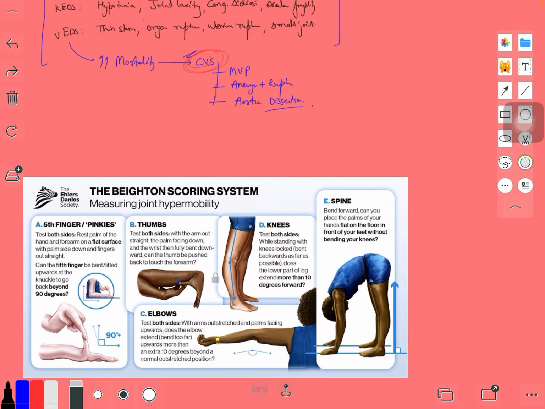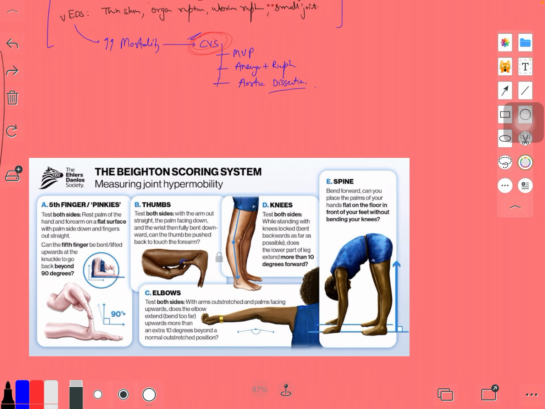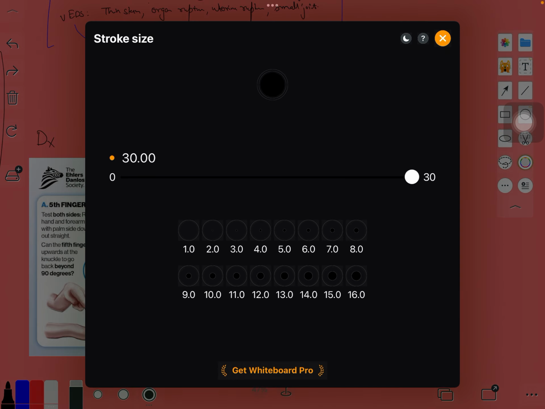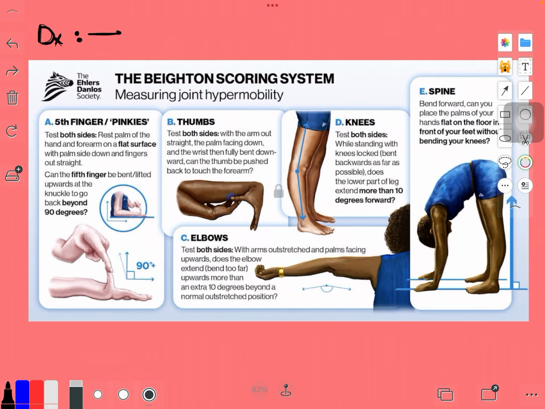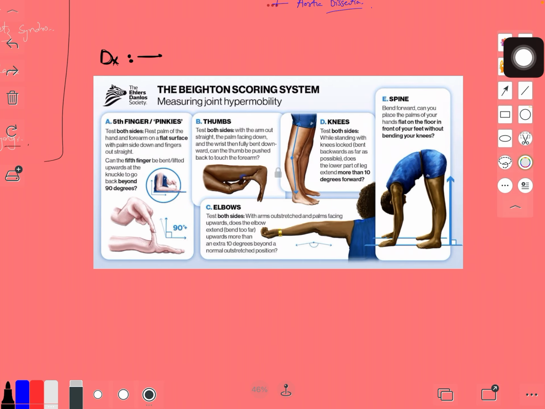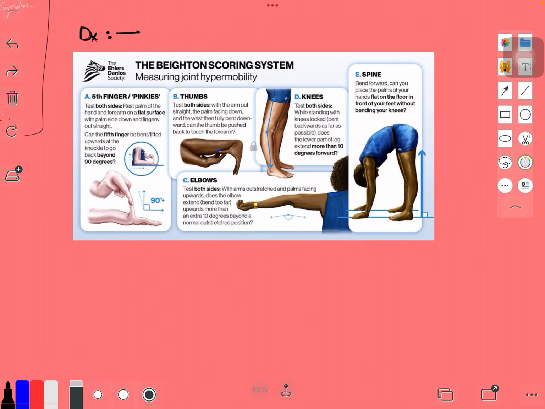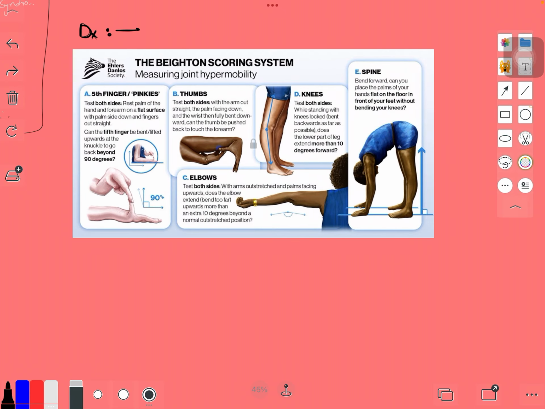Right, now there is this thing called Bayesian classification or the Bayesian scoring system. This is how we diagnose whether the patient has EDS or not. This is one of the important ones, but not the gold standard or the only thing that we need to remember.